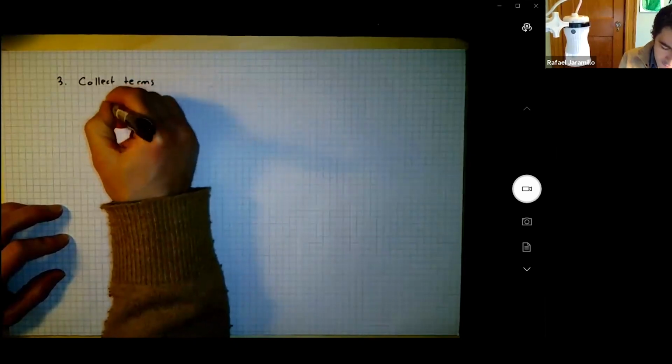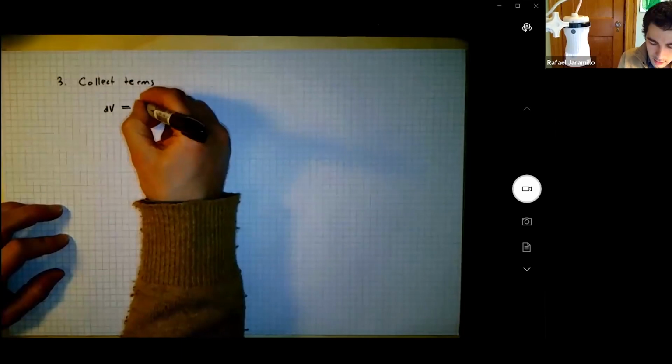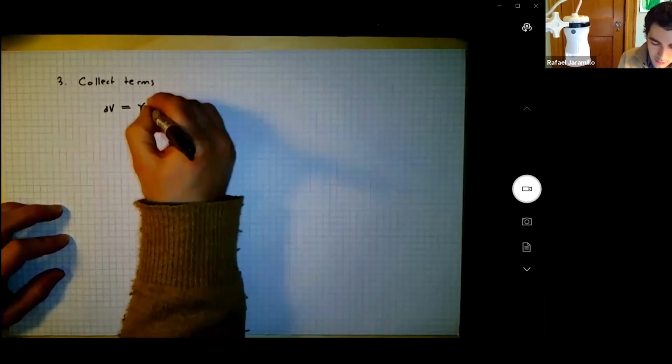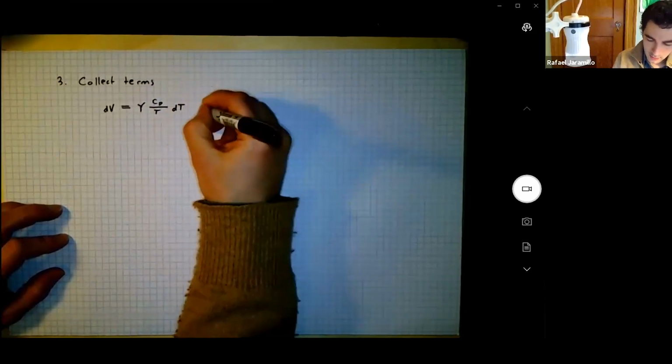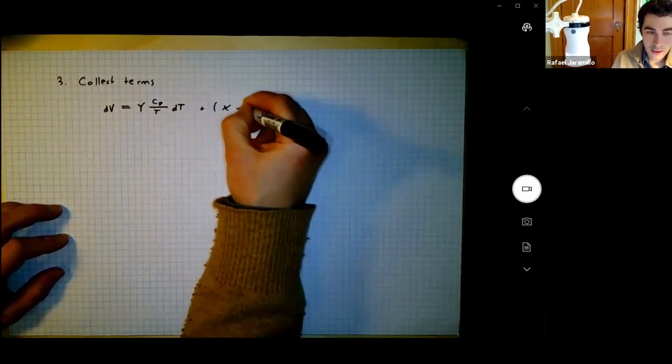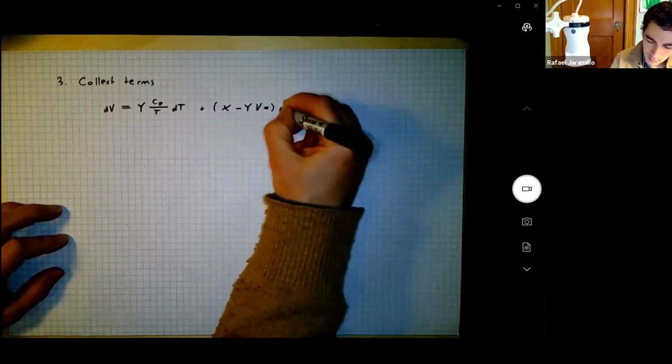So I have the following. I have dV equals Y Cp over temperature dT plus X minus Y V alpha dP.